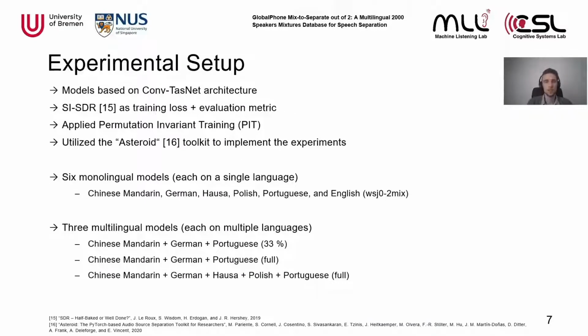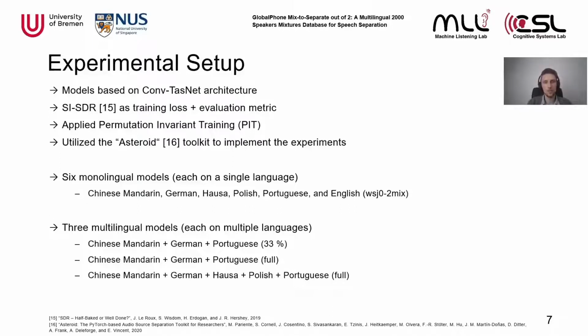The models in our experiments were based on the Conv-TasNet architecture and therefore followed the time domain approach. We also incorporated the scale-invariant signal-to-distortion ratio as training loss as well as evaluation metric, and we applied the permutation invariant training concept. We used the recently proposed Asteroid toolkit to implement the data scheduling, the training procedure, and the evaluation step.